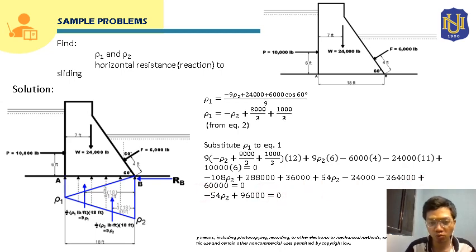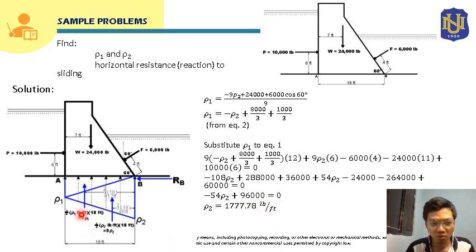And solving for rho 2, we will just transpose negative 54 rho 2 to the other side so that it will become positive 54 rho 2. So solving for rho 2, that will be 96,000 divided by 54, and that will give us 1,777.78 pound per feet. So take note of the unit, it is pound per feet.